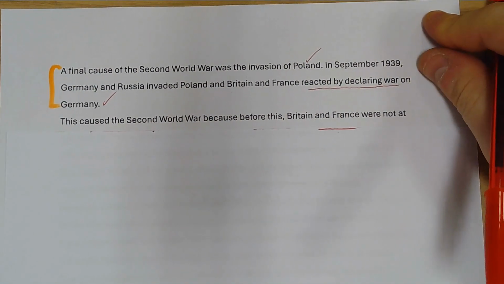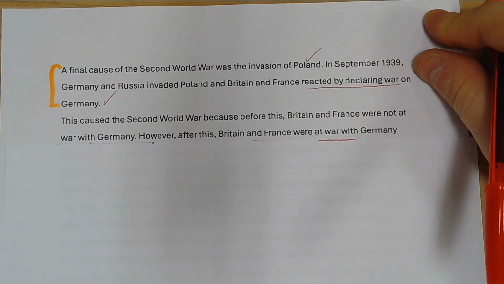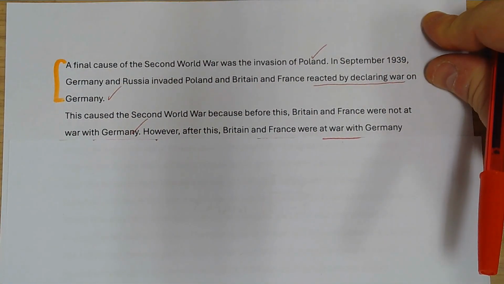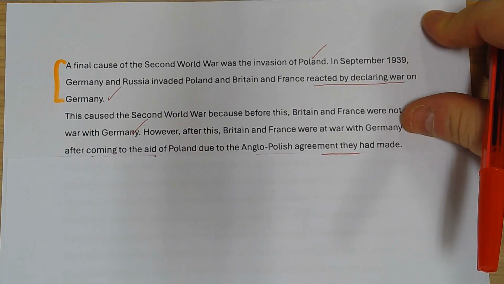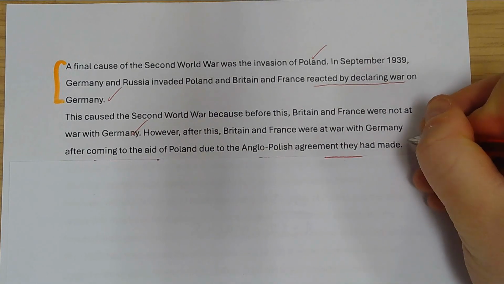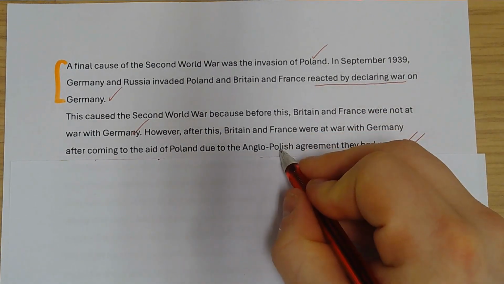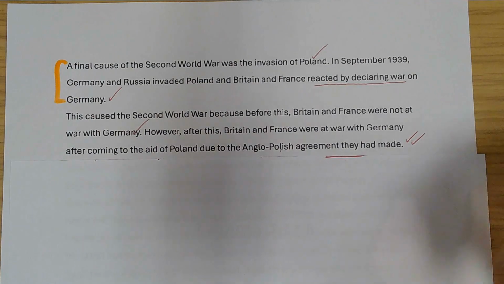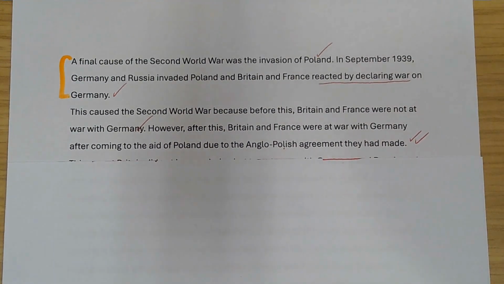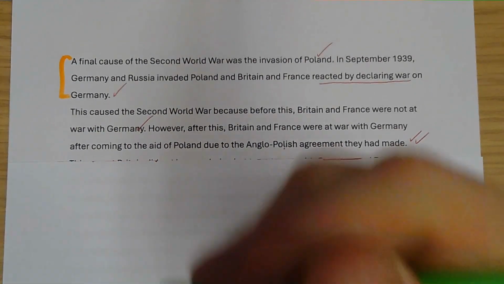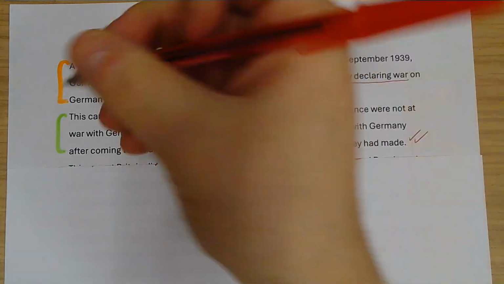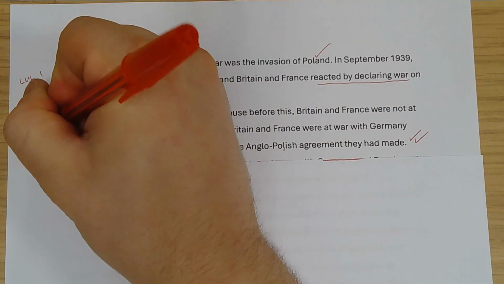Well, this caused a Second World War because before this, Britain and France were not at war with Germany. Absolutely true. However, after this, Britain and France were at war with Germany after coming to the aid of Poland due to the Anglo-Polish agreement they had made. Now that is specific detail because it's using the Anglo-Polish agreement in there, so it's chucked some more information in. Now again, this here is kind of your level 2, so your 5 to 8 mark paragraph. So we've got our level 1, we've got our level 2.